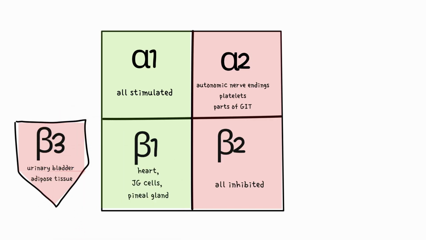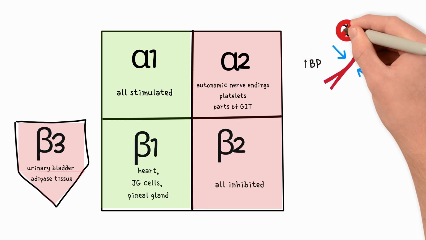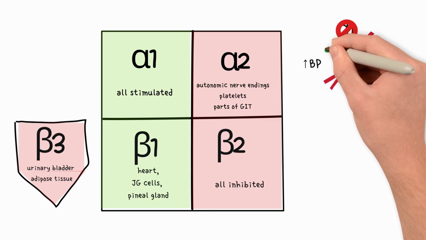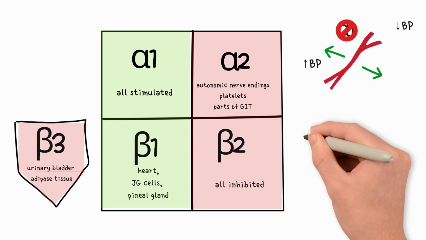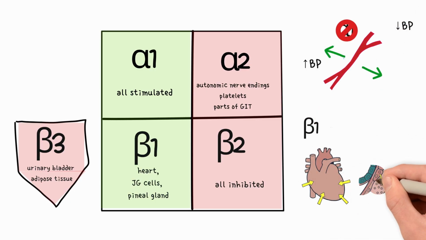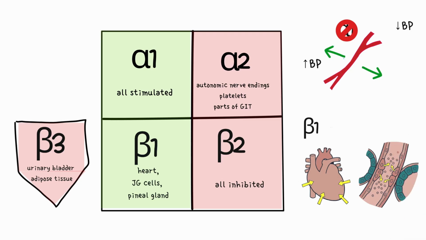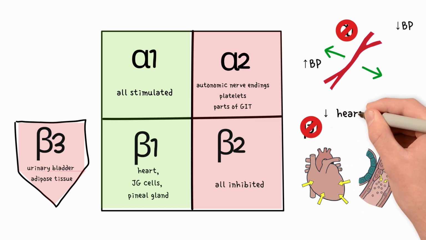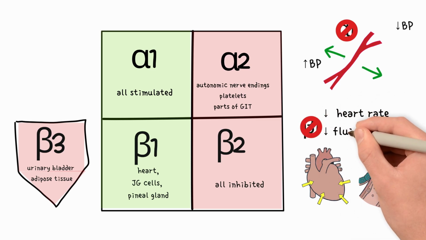For example, alpha-1 receptors are found on smooth muscles and cause blood vessels to constrict to increase blood pressure. When you block them, you remove that constriction, resulting in vasodilation. Beta-1 receptors are found on the heart and juxtaglomerular cells. Agonists increase heart contraction and renin release, which triggers the RAAS system to hold onto water. So blockers will do the opposite, slowing the heart and reducing fluid retention.